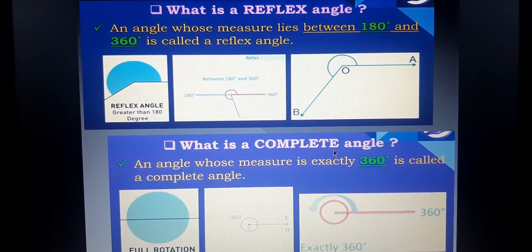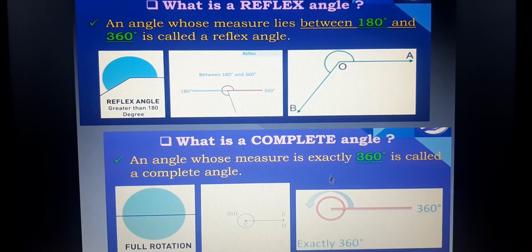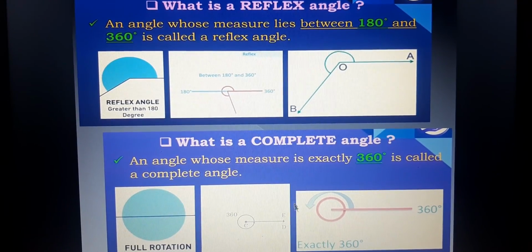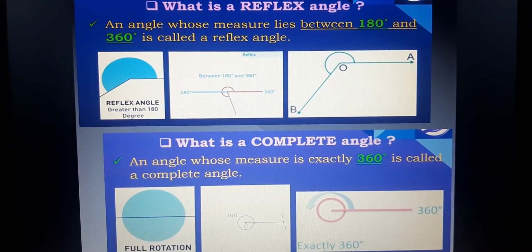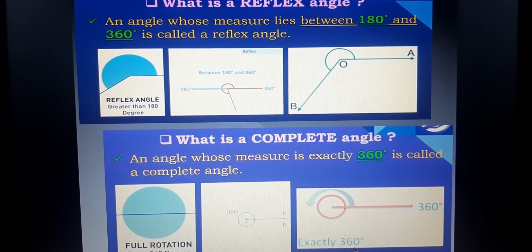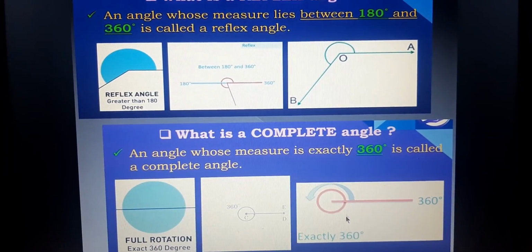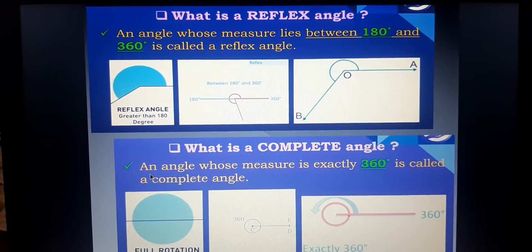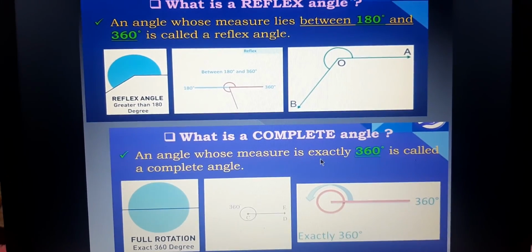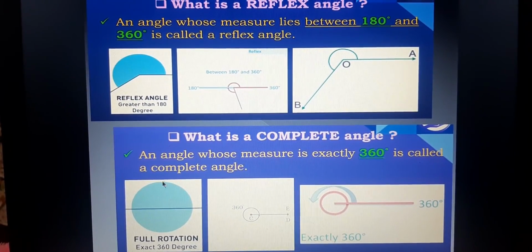Coming to the complete angle, as I said, in the protractor, if you take one complete round, that will become a circle. That circle is 360 degrees. An angle whose measure is exactly 360 degrees is called a complete angle.